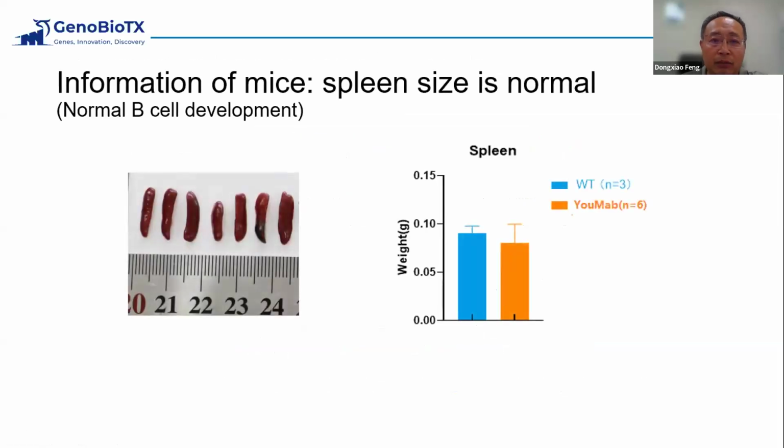And we made this mouse, and we tried to track the development of the mouse B cells in these SmokeMAb mice. As you know, if B cell development is not good, the spleen size will be much bigger. So we measured the size of the spleen from our SmokeMAb mice and compared it with wild type C57 mice. As you can see here, the spleen sizes are almost the same, which means B cell development is normal in this mouse model.